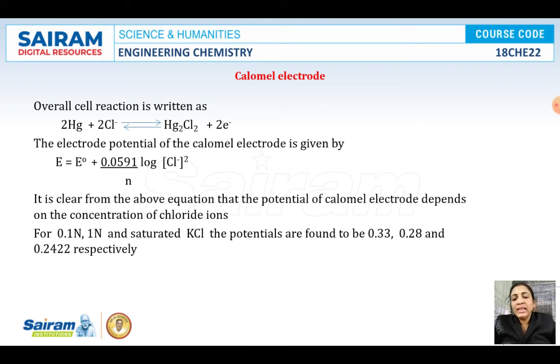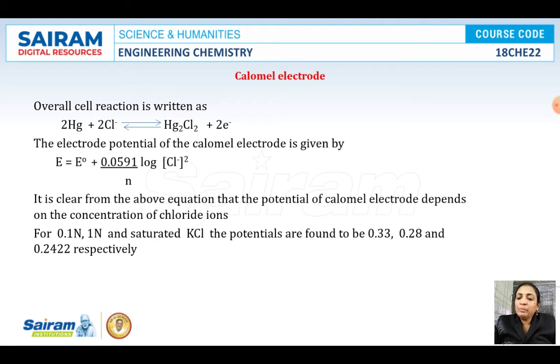So the overall reaction in the calomel electrode is 2Hg plus 2Cl⁻ gives Hg2Cl2 plus 2 electrons. The electrode potential of the calomel electrode is given by the Nernst equation: E is equal to E0 plus 0.0591 by n into log of chloride ion concentration. So it is clear from this equation that the potential will depend on the concentration of chloride ions.